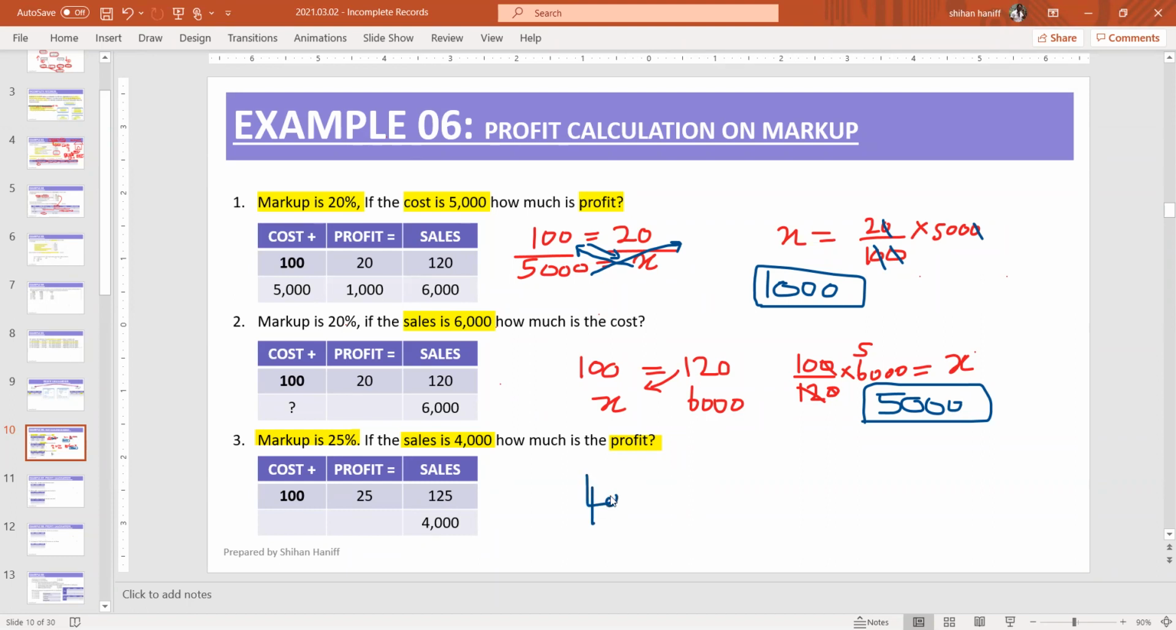It's 4,000 into 100 over 125. Right? This is what you need to find. 4,000 is equal to 125, so divide by 125, multiply by 100. You cross this, or if they ask the profit, multiply by 25. Cross multiplication. 25.